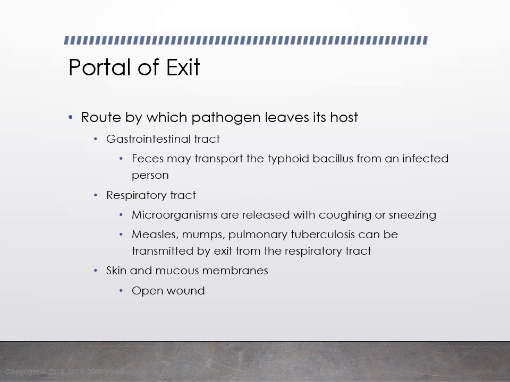In the GI tract, feces may transport the typhoid bacillus from an infected person. The respiratory tract is another portal of exit. Microorganisms are released by coughing or sneezing. Measles, mumps, and pulmonary TB can be transmitted by exit from the respiratory tract. That's like saying if you were coughing and sneezing with TB and those droplets ended up getting into another person, this is how it could be transmitted. Whenever it exits one person, it could be transmitted to another. And then the skin and mucous membranes: open wounds and their drainage are another portal of exit.